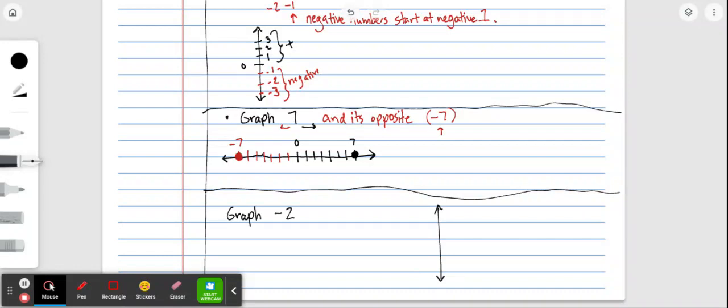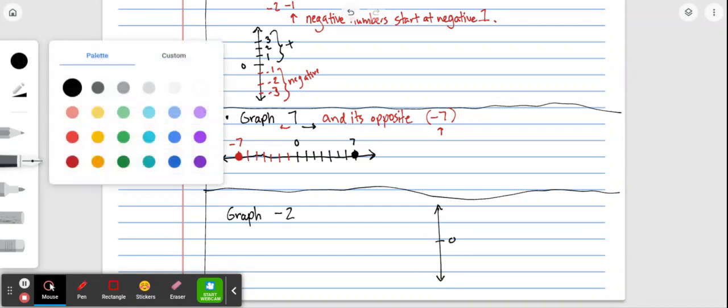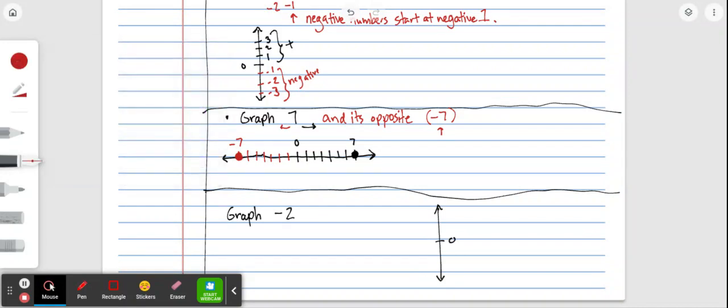Okay, so I've drawn a vertical number line, and I'm going to start with 0. Okay, here's 0. It says graph -2. So I need to remember that negatives are below 0. So I'm going to graph -2 below 0. So I go -1, -2. Here's -2, and I'm going to put a big old dot there.